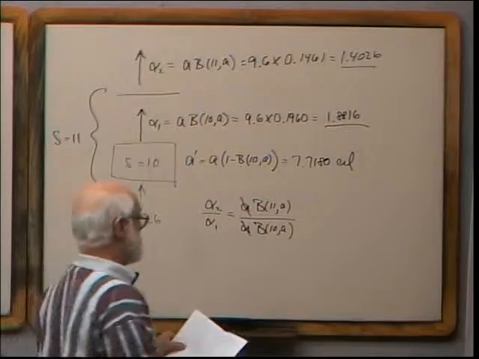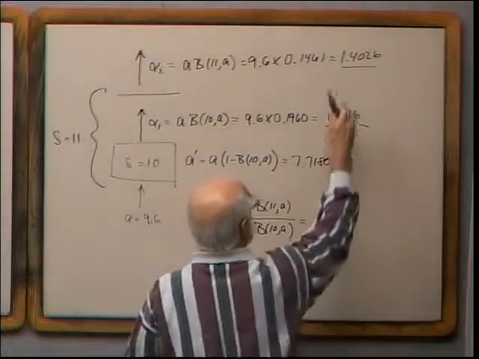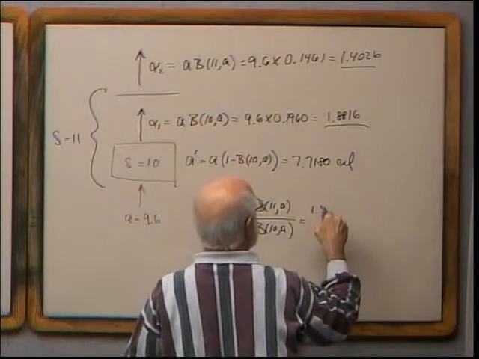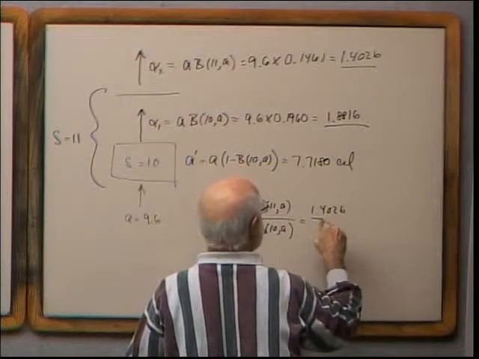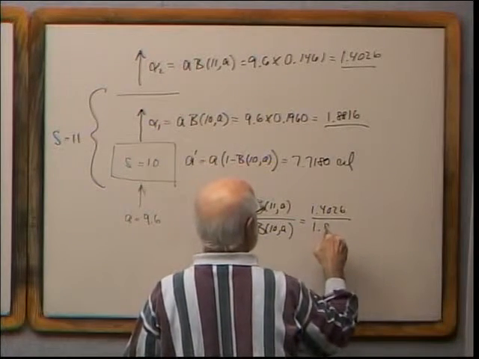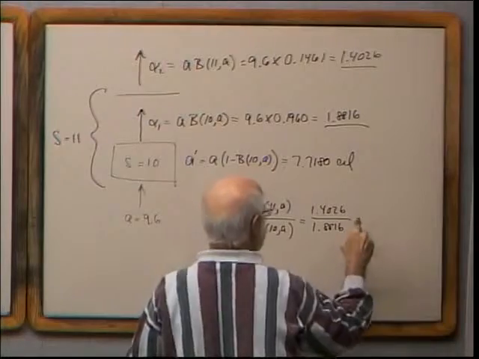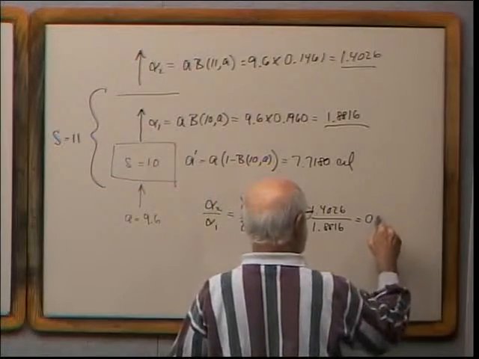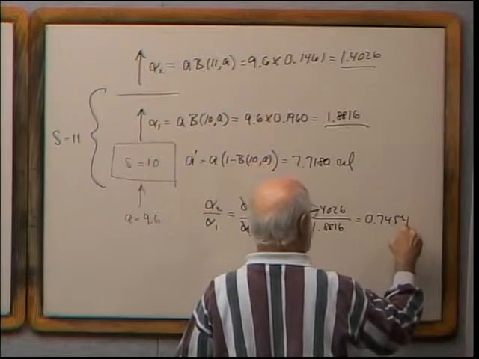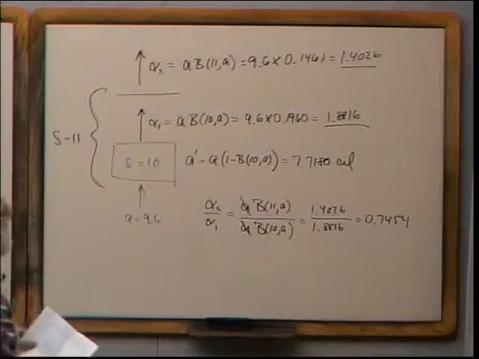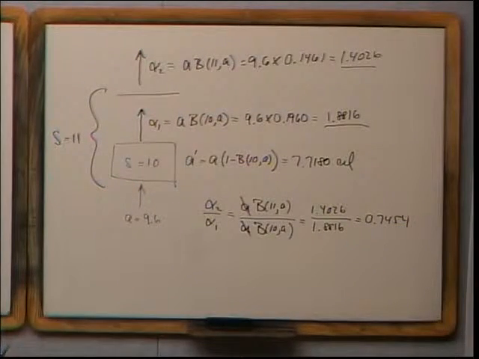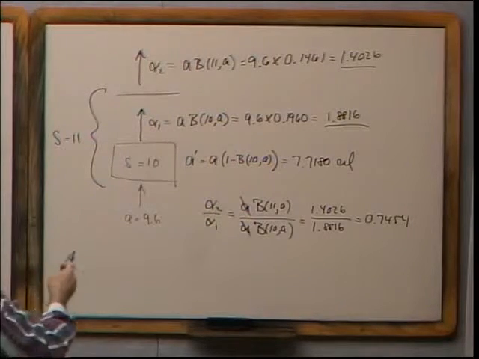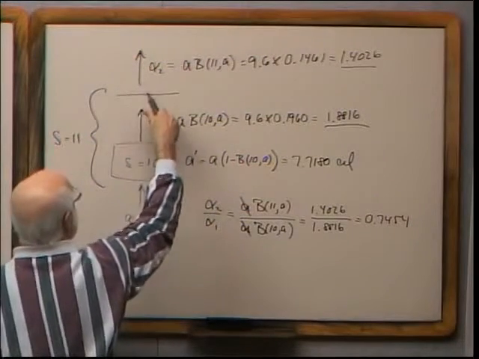In any event, it's this ratio. It's 1.4026 divided by 1.8816, which by arithmetic turns out to be 0.7454. So that's the actual probability of loss, because it's the ratio of the overflow load to the offered load. That's the probability of loss on that server.